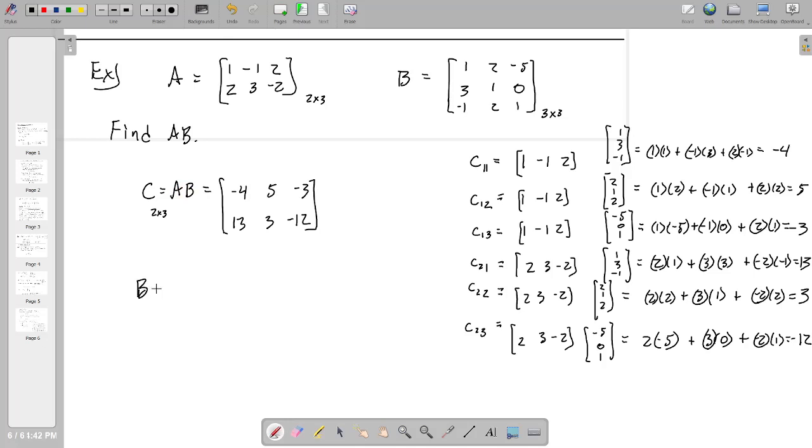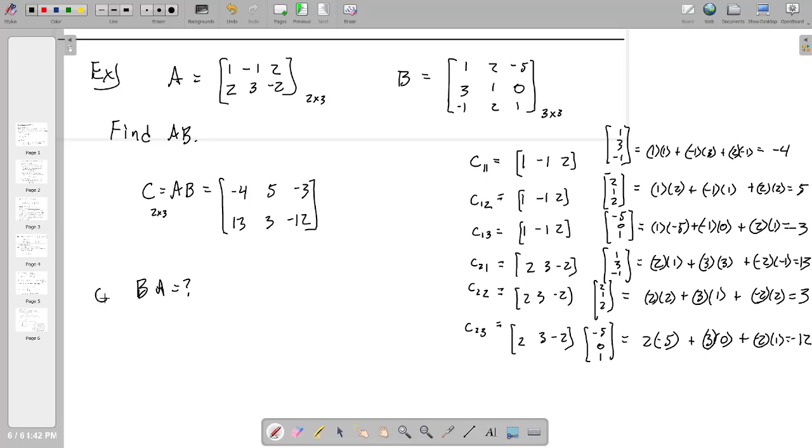What about B times A? Well, we can't actually do this because B is a 3 by 3. It has 3 columns and A only has 2 rows. So let's try to. I want to show you why this is impossible. Let's try to do this really quickly.